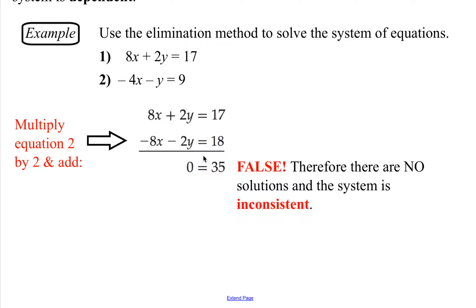So that's an example of what would happen when your variables drop out. Now, if I had 0 equals 0, that would be consistent and dependent.